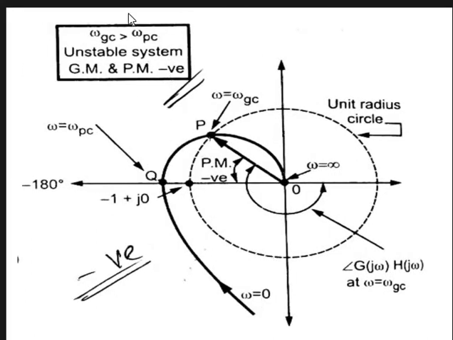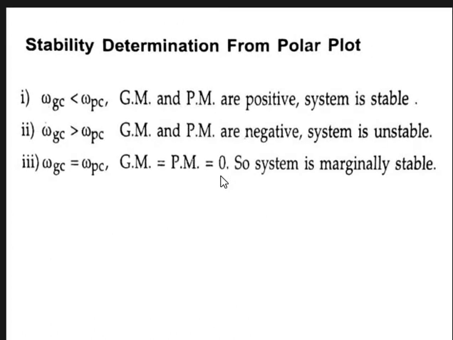So this is the example where omega GC is greater than omega PC. Same as in the Bode plot, in polar plots also we can define whether the system is stable, unstable or marginally stable. Here the conditions are also the same. Omega GC less than omega PC: GM and PM are positive, then the system is stable. Omega GC greater than omega PC: GM and PM are negative, the system is unstable. Omega GC equal to omega PC: GM and PM are equal to 0, so the system is marginally stable. These three statements are the same as in the Bode plot.